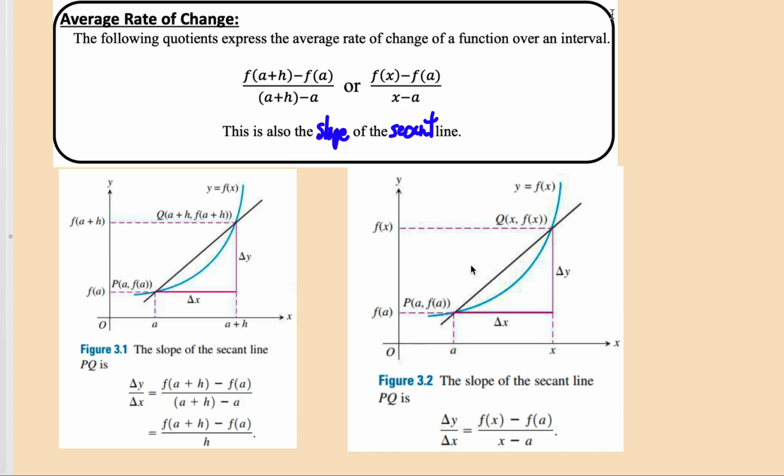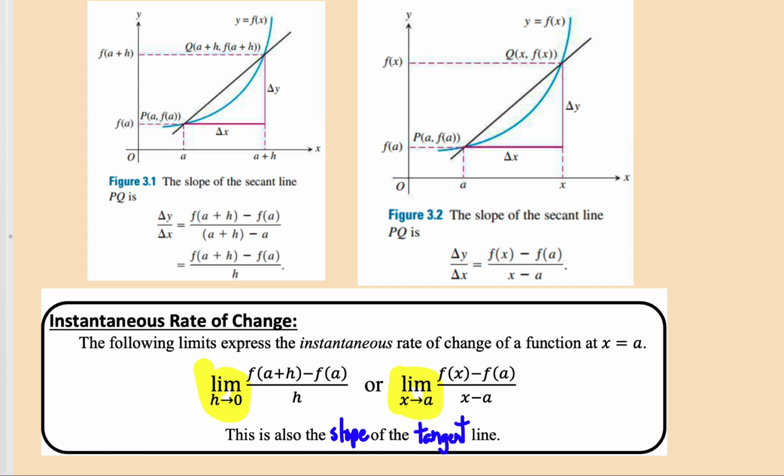We can also look at average rate of change where we're looking at a specific point, a, f of a, and any point on the curve, and we'll just call it x and f of x. So again, taking the two y's and subtracting them, and the two x's and subtracting them, that is also an average rate of change. Now, when we take the limit as this h gets close to 0, as the difference between this point and this point get closer and closer to 0, when you take that limit, that's going to give us the instantaneous rate of change, which is what we call the slope of the tangent line.